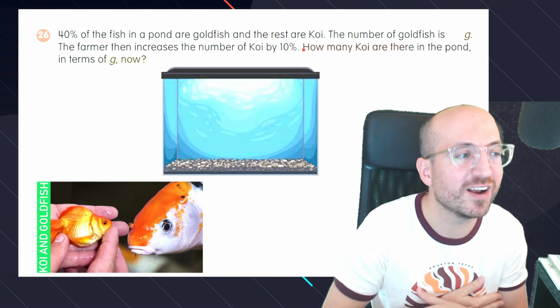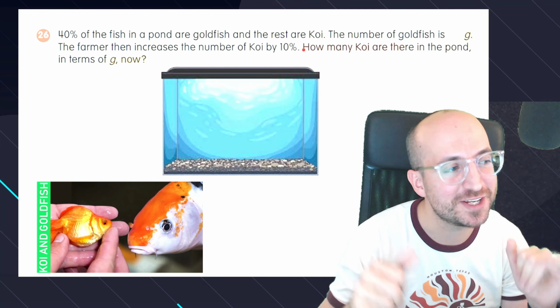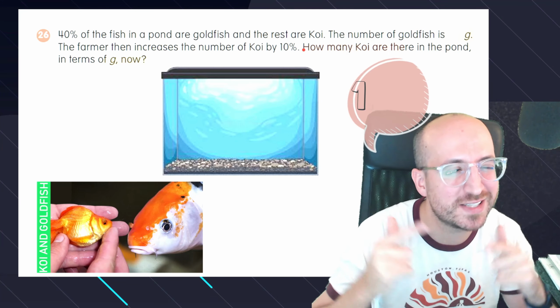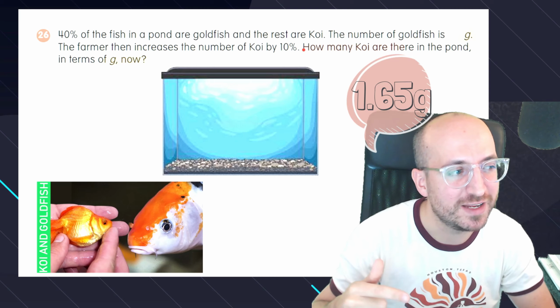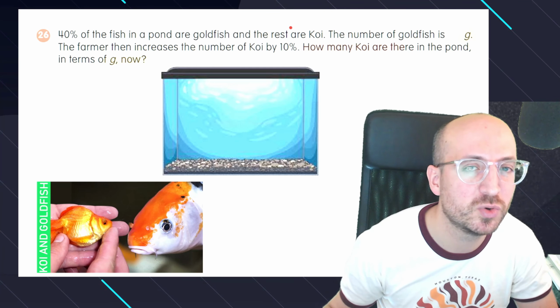So, man, this is hard. Have you tried to solve it yet? Maybe you're here because you already tried and it's super hard. Do you know the answer? The answer is 1.65 G. So let's figure out why that's the case and what's so cool about this problem.